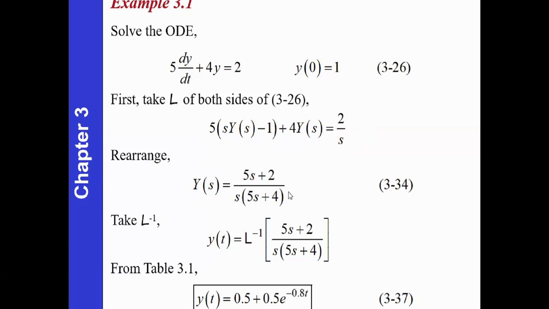And from this, based on Table 3.1 just now, we take the inverse Laplace, L⁻¹. We have y(t), the small y(t), equal to the L⁻¹ of (5s plus 2) over s(5s plus 4), which from Table 3.1 you can check becomes y(t) equals 0.5 plus 0.5e^(-0.8t). So this is actually the equation that the computer will recognize, totally different from the physical equation that you obtained earlier. So we use Laplace transforms to do this.